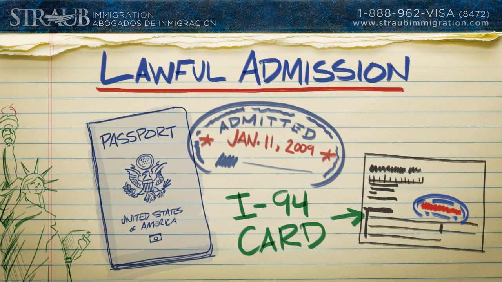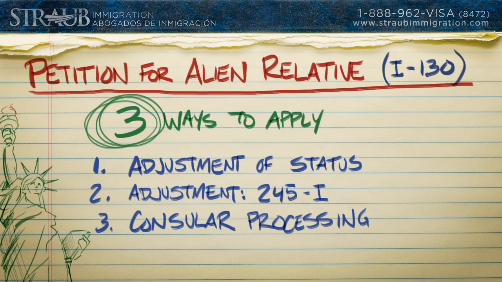So we've talked about the concept of lawful admission. Now let's go to how that affects the three different ways that you would apply for your spouse. And those three ways are, first, adjustment of status; second, adjustment of status under 245I, which is a provision in the Immigration and Nationality Act; and then lastly, consular processing.